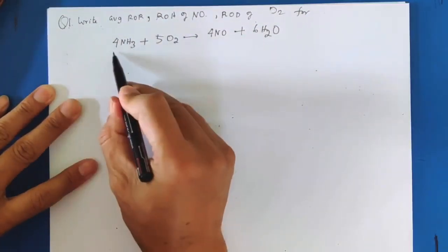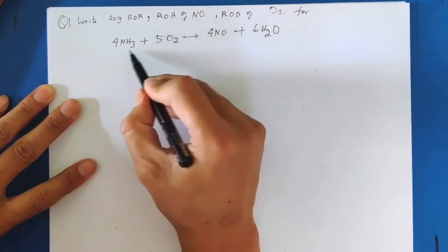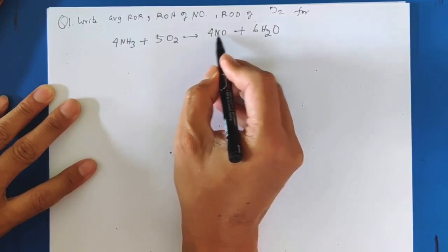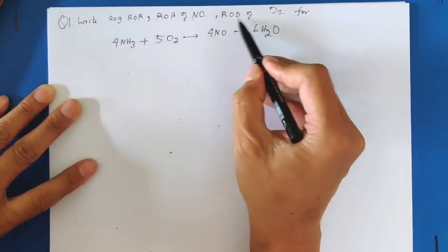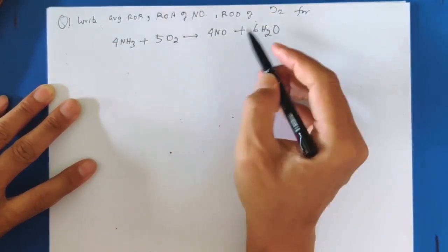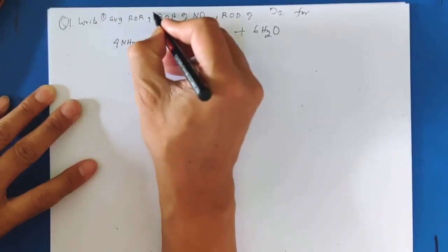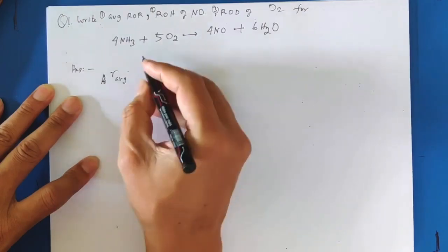Average rate: rate of appearance of NO, the product, by its coefficient. Rate of disappearance of O2, yeah, O2. Then calculate the average rate of reaction.